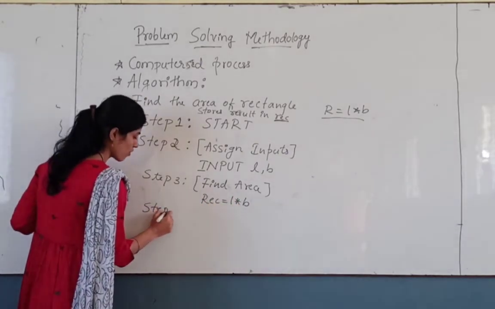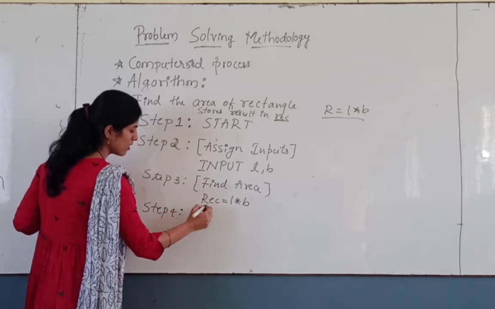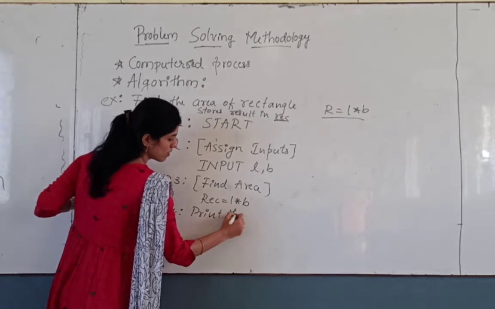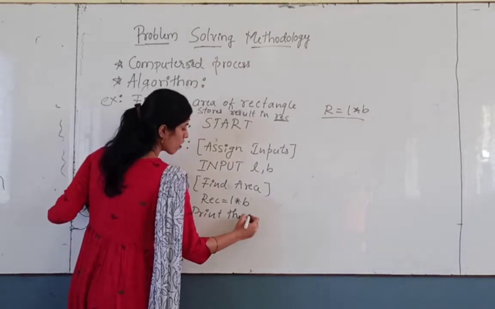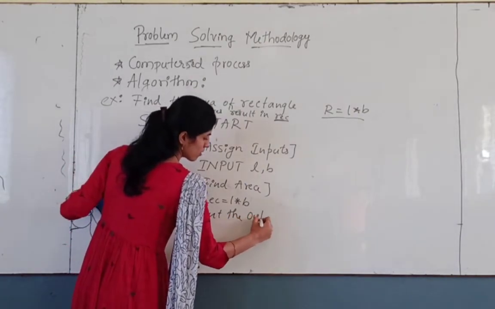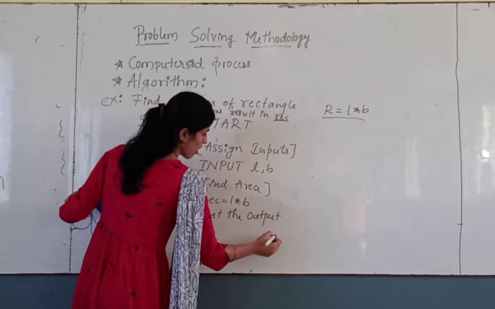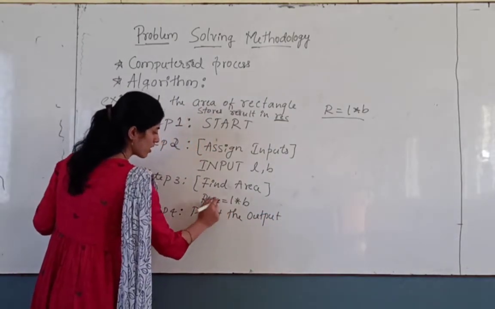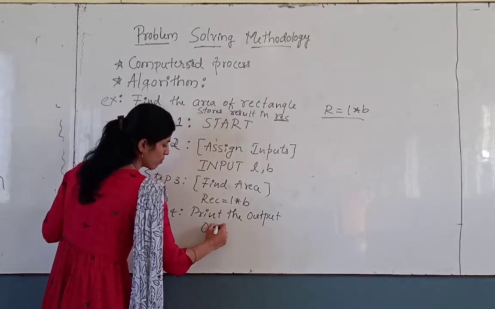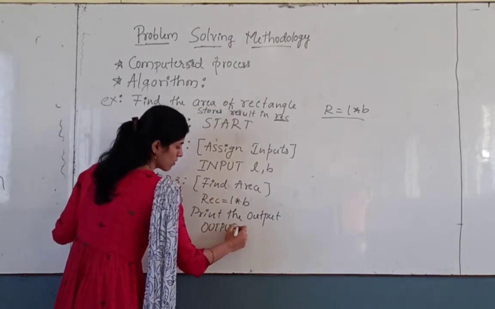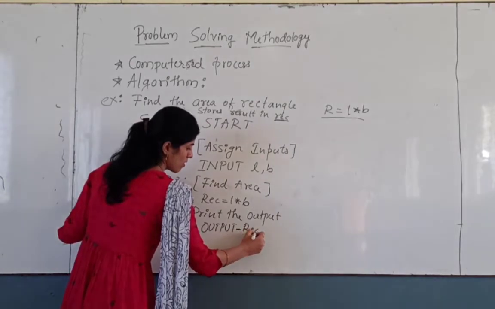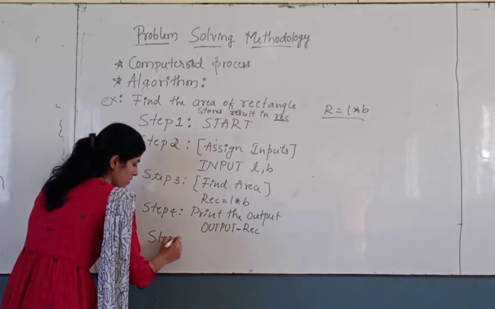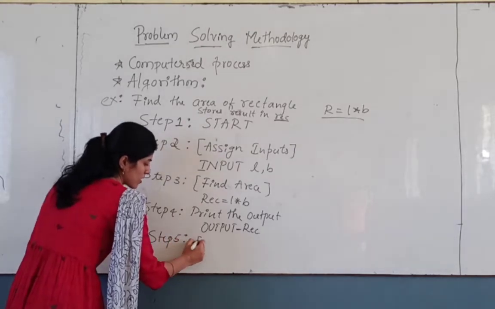So step 4 is print the result or output. Output will be now this rectangle. Output equal to rectangle, and the next final step, the 5th, is exit.